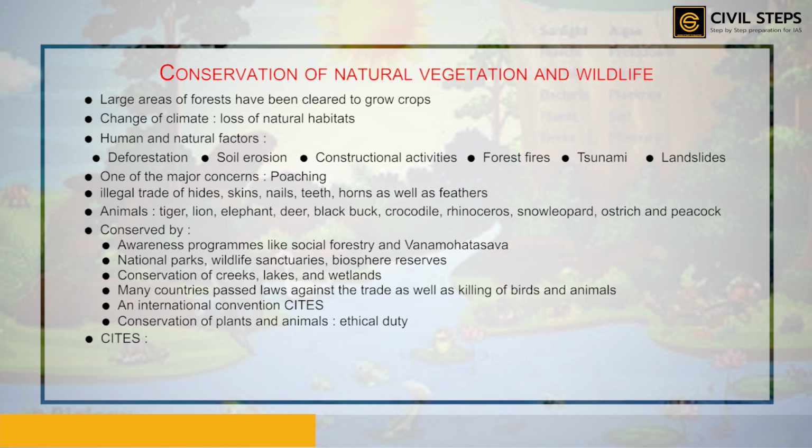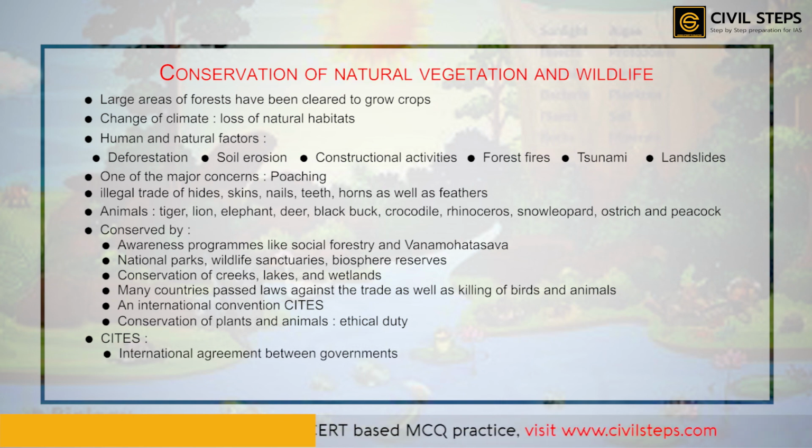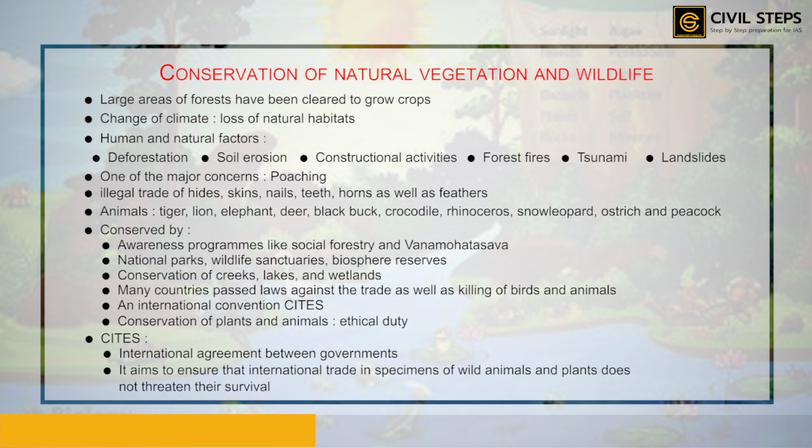Now, CITES, that is the Convention on International Trade in Endangered Species of Wild Fauna and Flora, is an international agreement between the governments. It aims to ensure that the international trade in specimens of the wild animals and plants does not threaten their survival. Roughly 5,000 species of animals and 28,000 species of plants are protected.